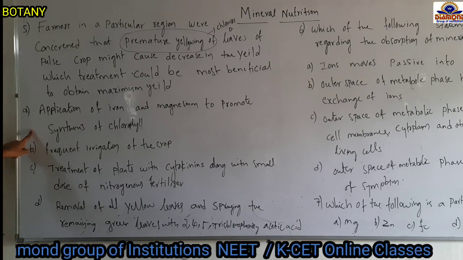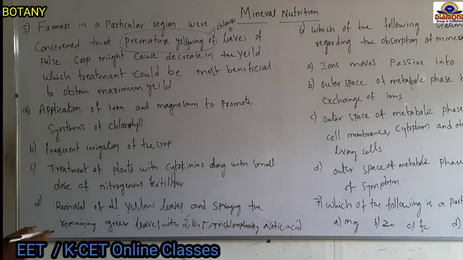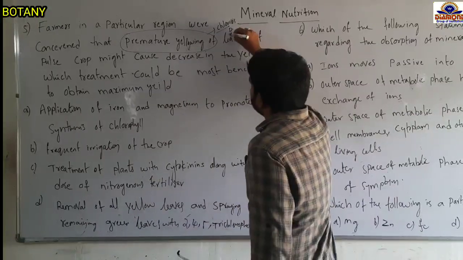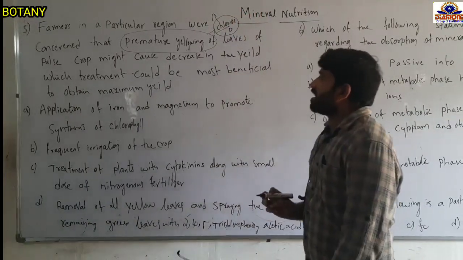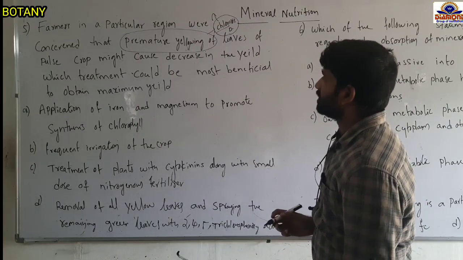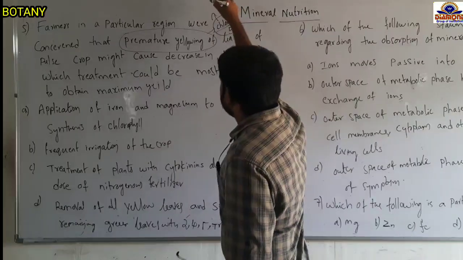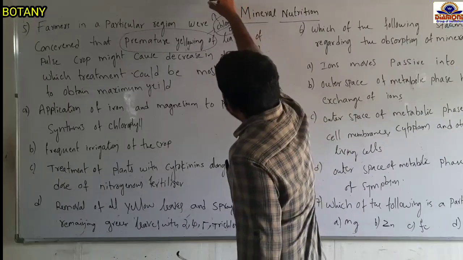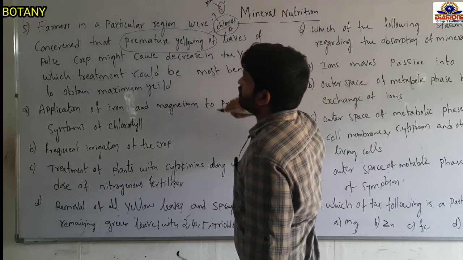Option A, application of iron and magnesium to promote the synthesis of chlorophyll. Here chlorosis disease is caused by the deficiency of several different types of elements. Out of those 8 elements, 4 are macro and 4 are micro elements.